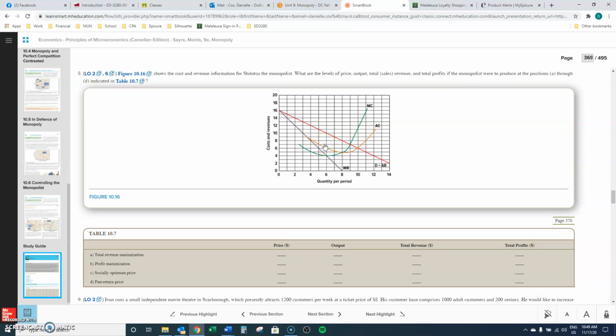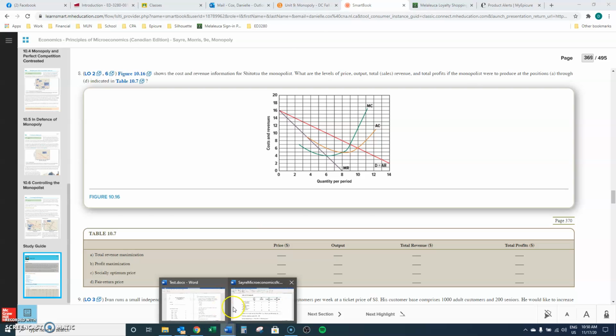So again, our total revenue then is going to be a price of 10 times an output of 6, so that's going to be 60. And then our profit is our revenue minus our total cost. So our total cost at the output of 6, we go up until we hit the average cost, and that is also at 6. So 6 times 6 is 36 for our cost, and our revenue was 60. Our cost is 36, so our profit is 24.